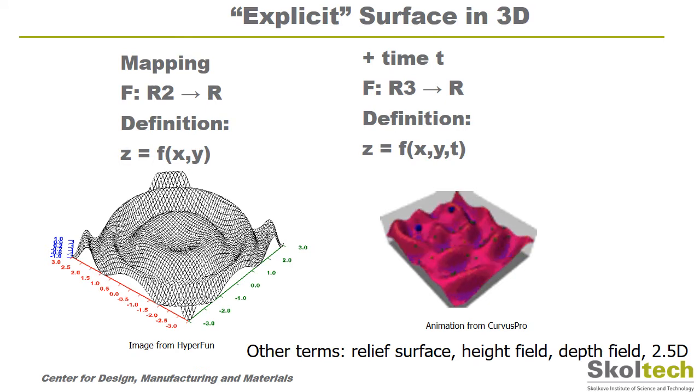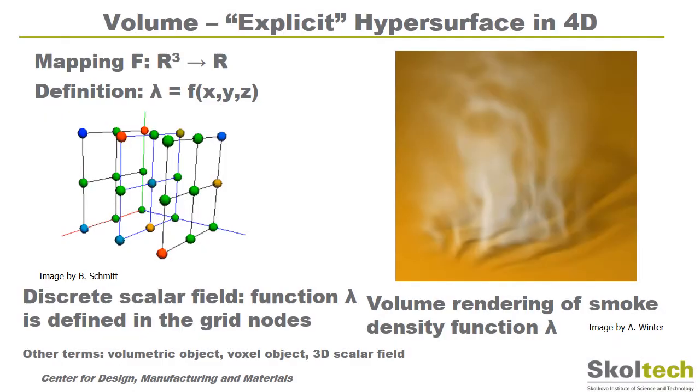If we add the time parameter, we can get an animation. There is an example of a mapping of a function of three variables. It defines an explicit hypersurface in four-dimensional space. Also, it's called volumetric object, voxel object, or a 3D scalar field.